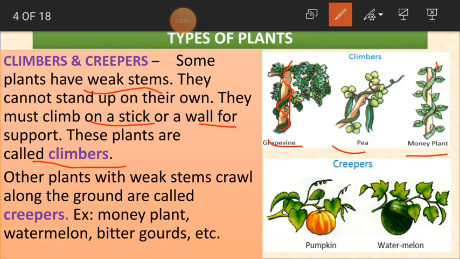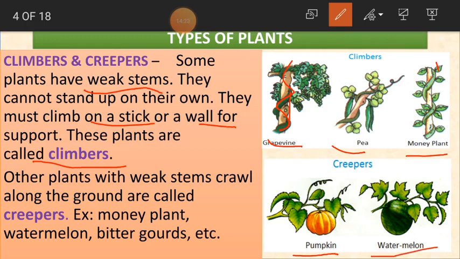We are having other plants. Like we said climbers, now here creepers. Creepers in the sense crawling. Creeping is nothing but crawling, in the sense just going around the ground, just passing along with the ground. Okay. For example, money plant, watermelon, bitter gourds, etc.